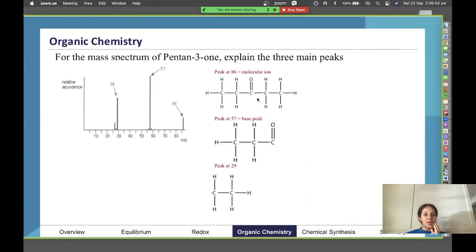So if we have a look at what these all correspond to, they're different fragments of this main molecule. So if we have 3-pentanone, that's what's going to make up our molecular ion. So our most abundant mass to charge ratio, the 86, that's the mass of the biggest fragment that we can get, except the fragment is just the whole molecule itself. So that's what we have for our molecular ion there.